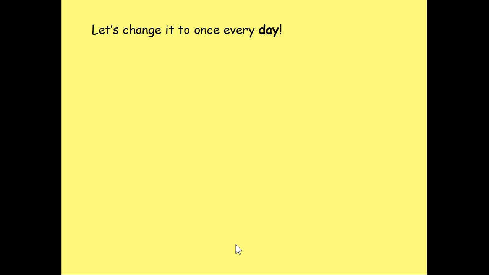Suppose we change it not to every month, but every single day. Then we get a crazy number like this: 1 plus 0.1, that's 10%, divided by 365, the number of days in the year, and raised to a power of 365, again the number of days in the year. Now the amount we get is more than $11,000.